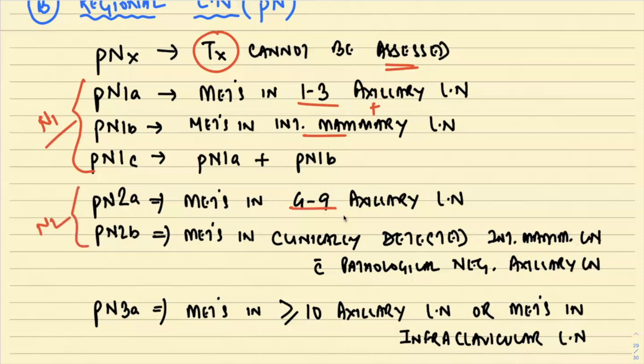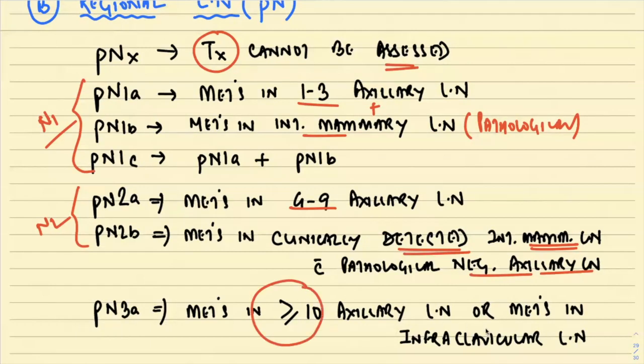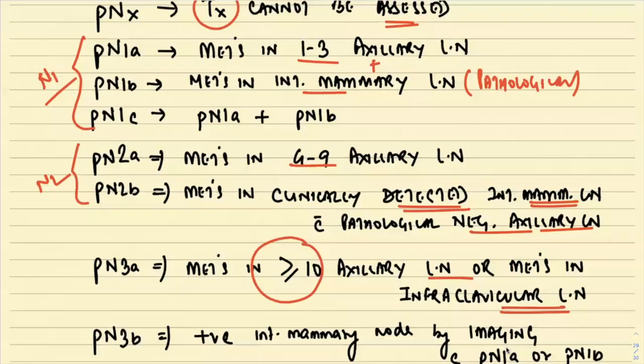Metastasis in 4 to 9 axillary lymph nodes, or metastasis in clinically detected internal mammary lymph node. Means this over here was pathologically detected. Means under the microscope I am saying. But if clinically you can see that the internal mammary lymph node is involved, it becomes N2b. Okay, and over here one condition is there, pathologically axillary lymph node should come out to be negative. And N3 is basically metastasis involving more than or equal to 10 axillary lymph nodes, or metastasis involving the infraclavicular lymph node. Okay, clear to everyone?